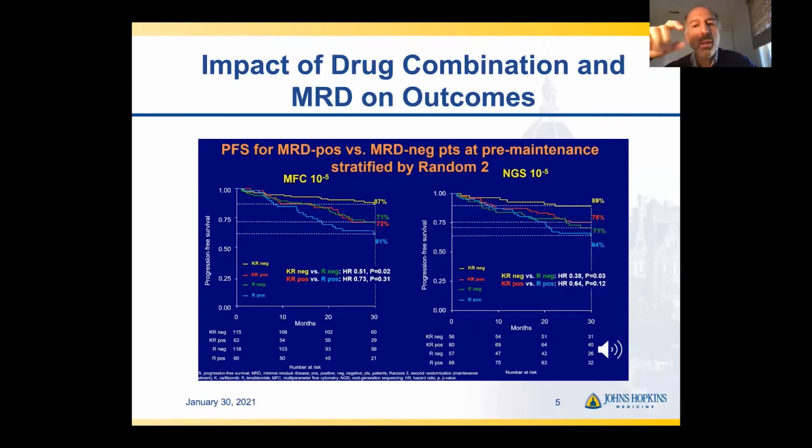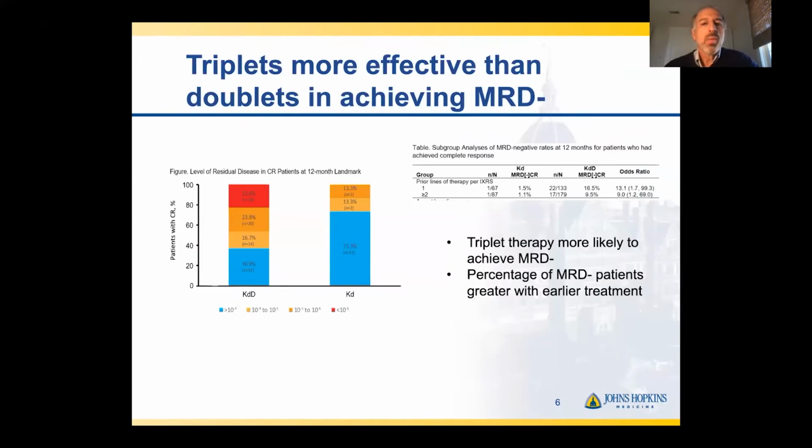So then the question becomes, is it because with the doublet, you're actually getting deeper than that and just not able to detect it with this assay? Or is there something unique to multiple drugs?